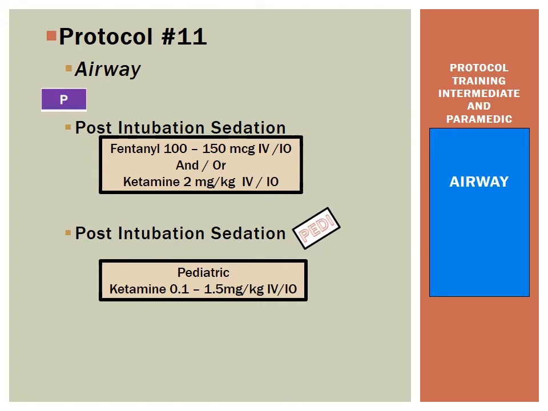Okay, paramedic level providers, let's take a look at this post-intubation sedation. How we do this is we administer fentanyl at 100 to 150 micrograms, and this is not weight-based, IV or IO, and/or administer ketamine, 2 milligrams per kilogram, IV or IO. Now that ketamine dose is the dissociative anesthetic dose. Your patient is already intubated.